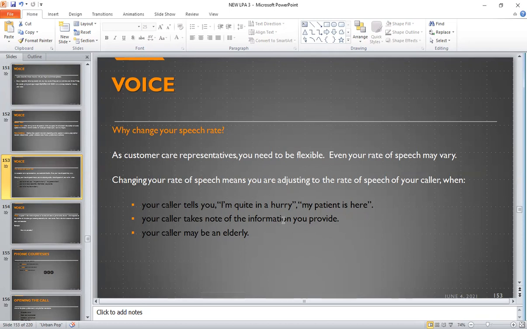Next, your caller may be an elderly. If it's an elderly, usually, of course, they need you to speak slow, because they cannot understand what you're trying to say. So you have to be aware of how your caller is, for you to be able to adapt.